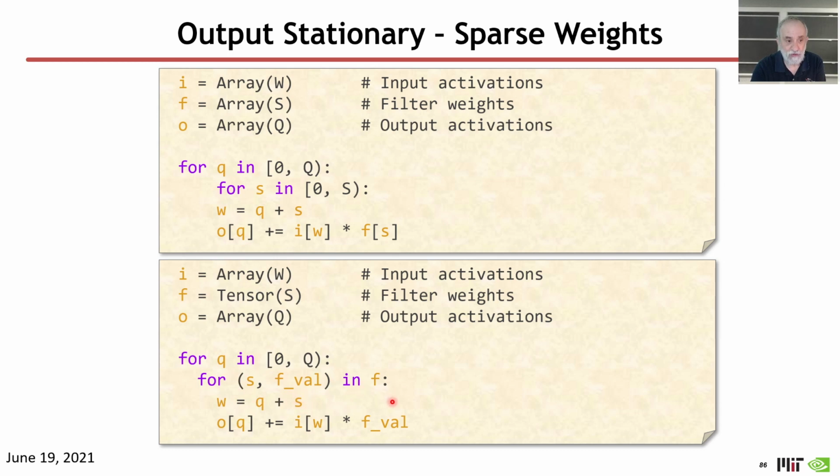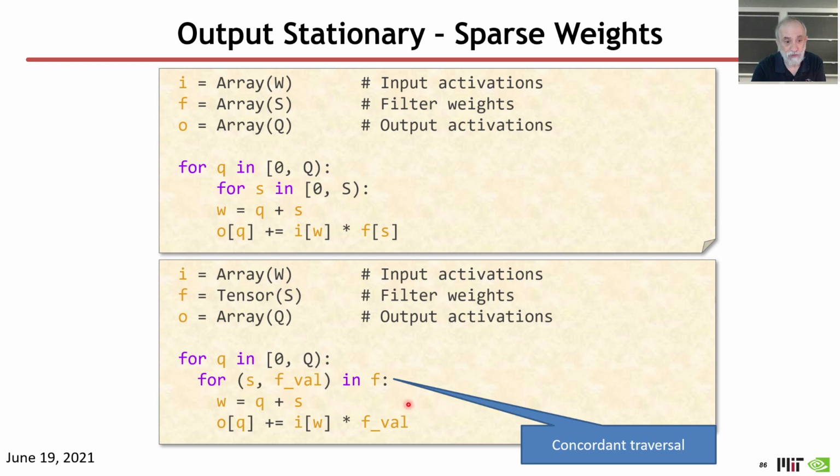The first thing we notice is that this is a concordant traversal of the filter weights, which we saw from the example before. We looked at each weight in order in the filter weight tensor or vector because it was one-dimensional. The other thing that we do is we still do our computation of the corresponding coordinate of the input activation we want to work on, and then our computation is going to contribute to a partial sum at the appropriate output, where again, because the output is still uncompressed, position and coordinate are the same.